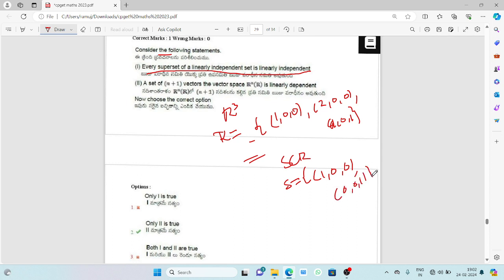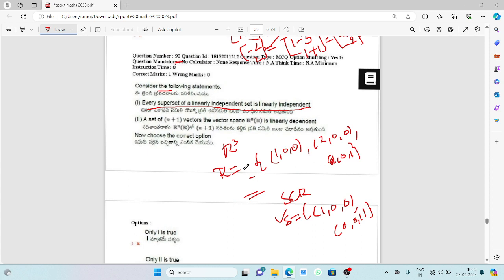From observing this, S is linearly independent, but R is not linearly independent because it contains two linearly dependent vectors. So he is saying every superset of a linearly independent set is linearly independent. That is not possible; the superset need not be linearly independent. So that is why we can say the first statement is false.